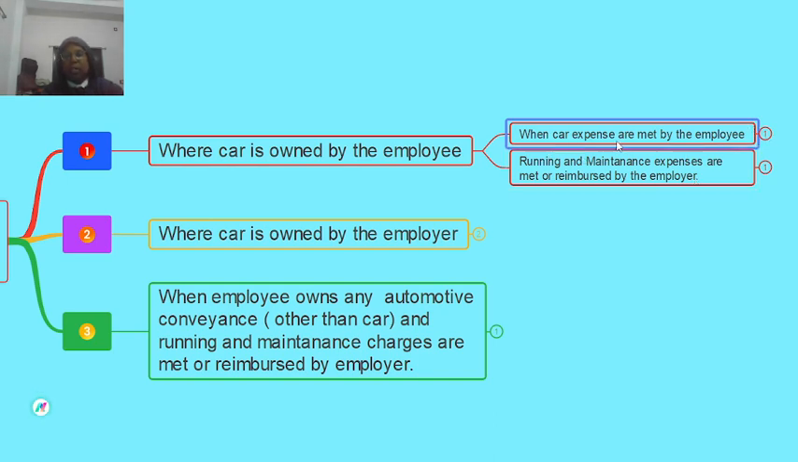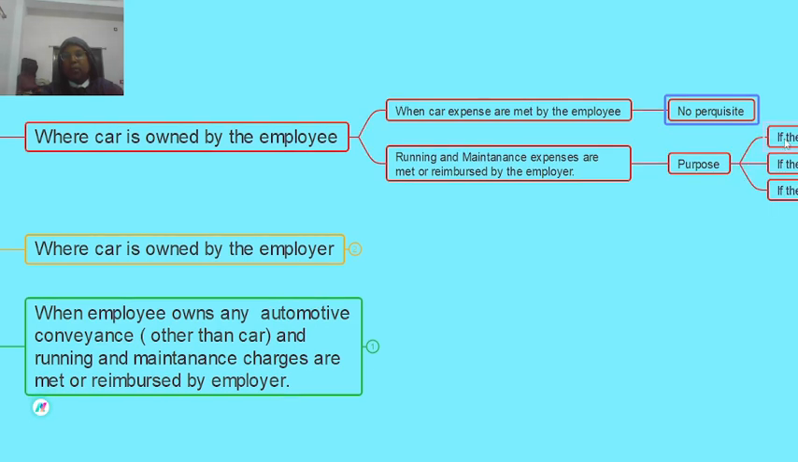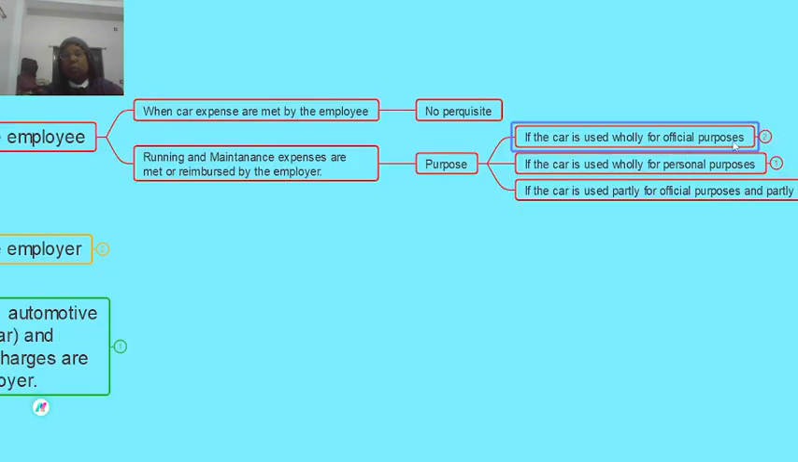When the car expenses are made by the employee, then we should know that there is no perquisite because the expenses are made by the employee. So in that case, no perquisite will be there. But if the running and maintenance expenses are made by the employer, then first of all, we should know the purpose of use of the motor car. If the purpose of the use of the motor car is official use, then we calculate the value of the perquisite.